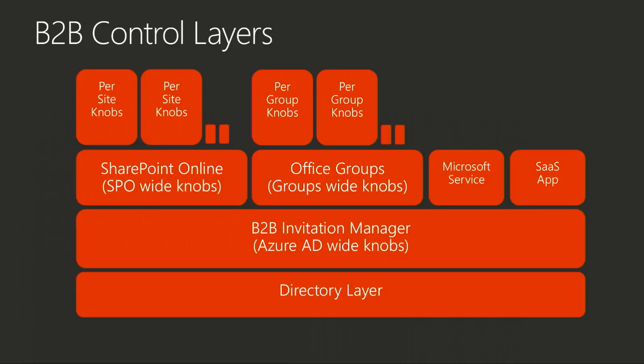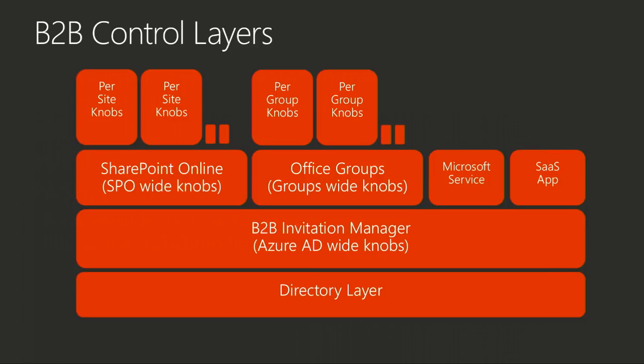This is the message we want you to know, that you have a lot of control over B2B and how it works. So there are 3 levels of controls I'm going to talk about, and I'm going to show an example of a 4th layer of control. The basic layer of control is the one at the bottom on top of the directory layer. There is a B2B invitation manager with directory level controls. We're going to talk about them in the next slide.